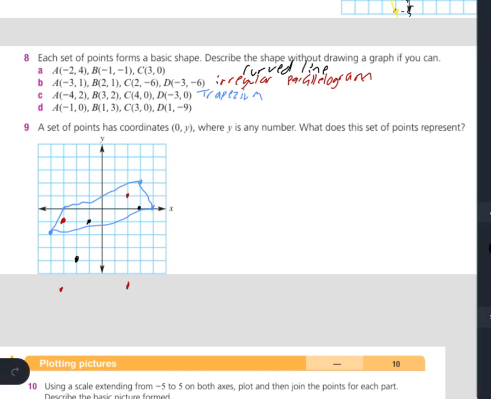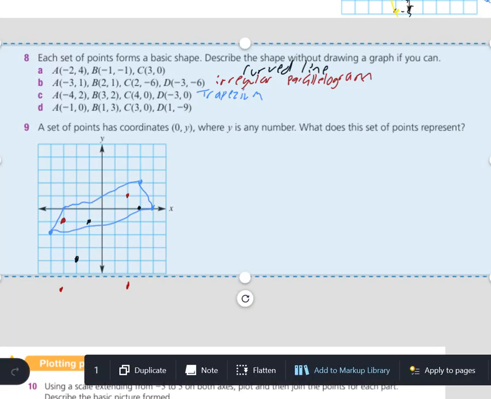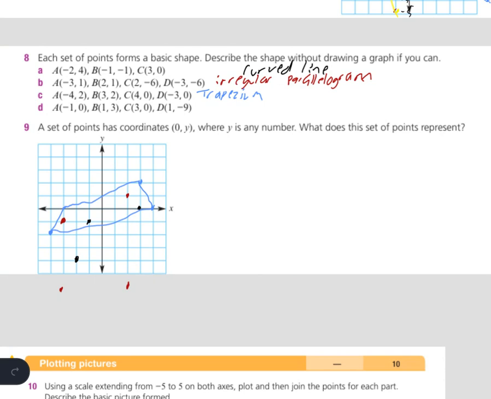And the last one, go orange this time. Minus 1 and 0. 1 and 3. 3 and 0. 1, 2, 3, 0. And 1 and negative 9. 1, negative 9 will be roughly down here. So you can see pretty easily that that's going to be like a kite.